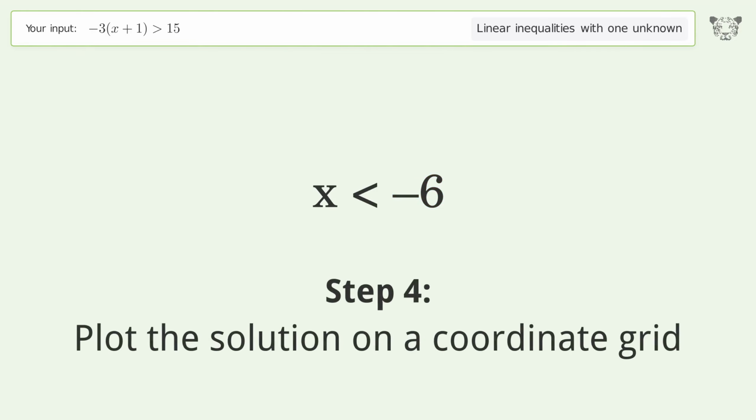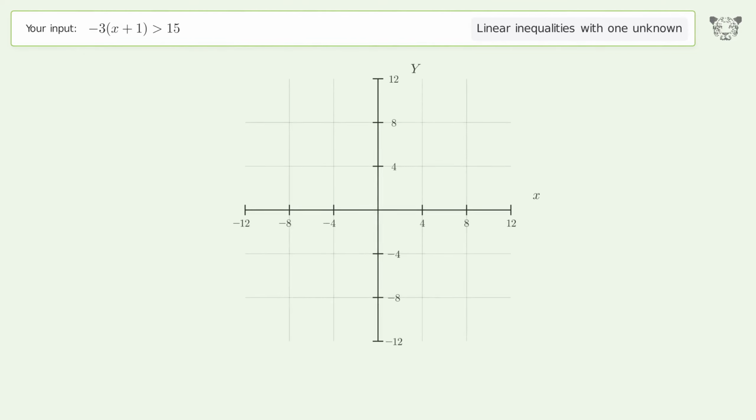Plot the solution on a coordinate grid. And so the final result is x smaller than -6.